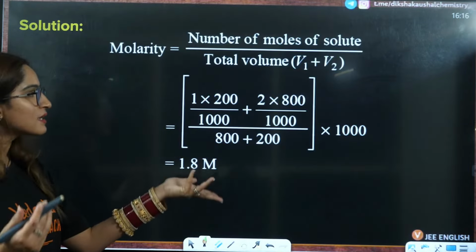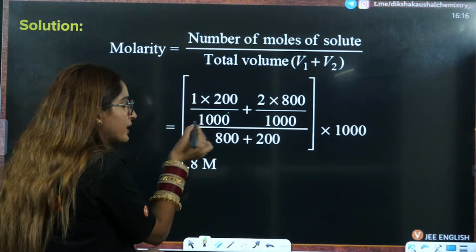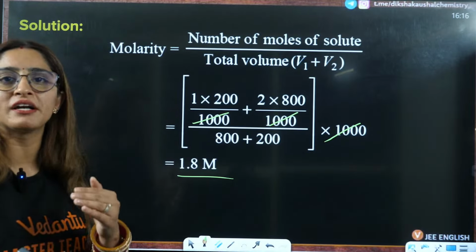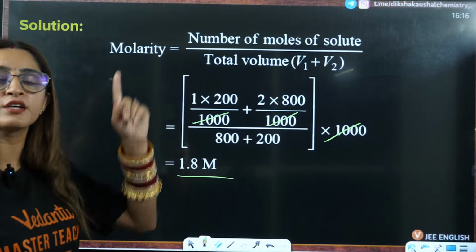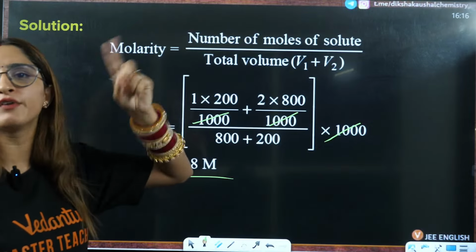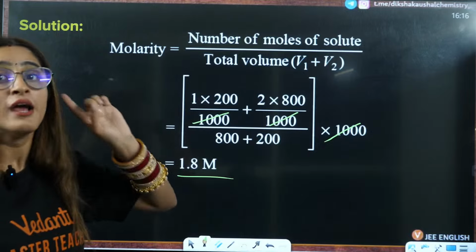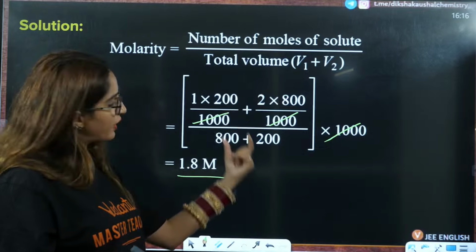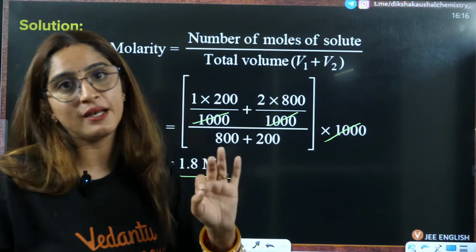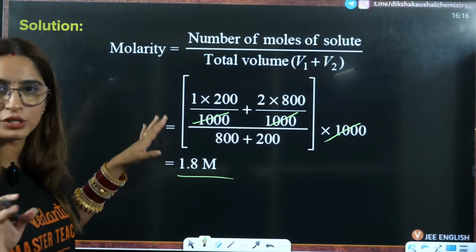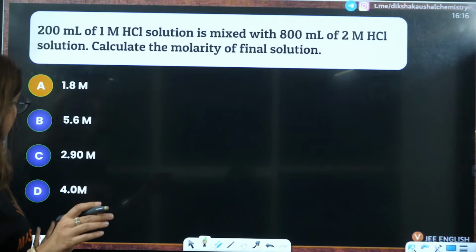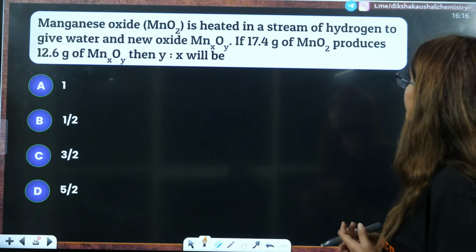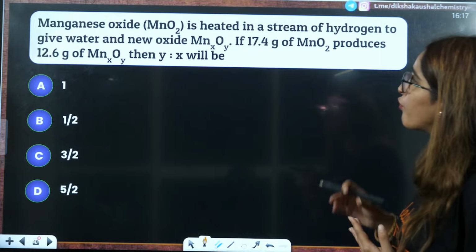Now here they have converted this into liters. This all will be cancelled out. Eventually milliliter will cancel out, liter will also cancel out. It's just that the unit should be the same. If you are picking liters here, here also it should be liters. If here you have milliliters, here also it should be milliliters. The units of volume should be the same on both sides. Okay, is that clear?